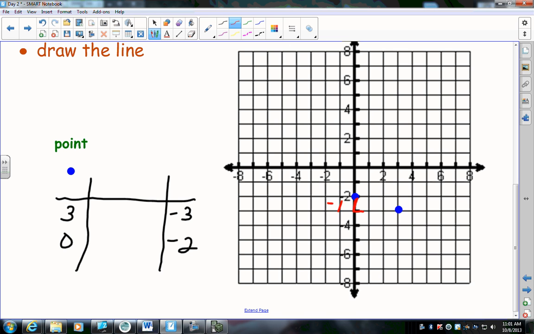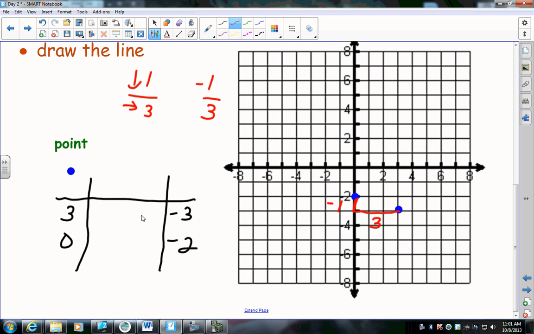And I go over how many? Over 1, 2, 3, over 3. So I'm going down 1 and to the right 3. If you go down, that is negative. So this is negative 1 over 3. That's talking about my rate of change.